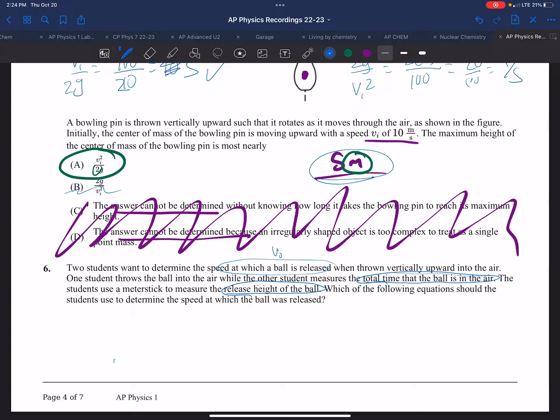So with the situation where the ball is thrown upward, the meter stick measures the release height. So this is the Z0. The ball goes upward, and the time can be used to measure the entire delta t, upward and downward. In some ways, this is very much like the lab we did with the Free Fall 5 in class, where we can know the total time in the air that the ball had until it comes back down. We're being asked which equations we could use to determine the speed the ball was released.